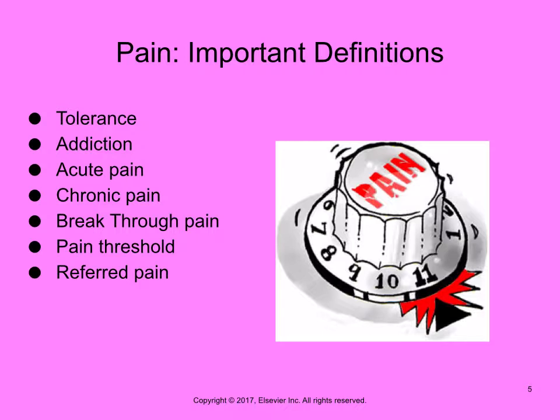Breakthrough pain. Pain occurs between doses of pain medication. Especially you see this with the cancer patient. You give the person maybe IV morphine, and they still need maybe an oral analgesic that might help them. Pain threshold is the level of stimulus needed to produce the sensation of pain and the patient perceiving it. And referred pain, it occurs in another area.